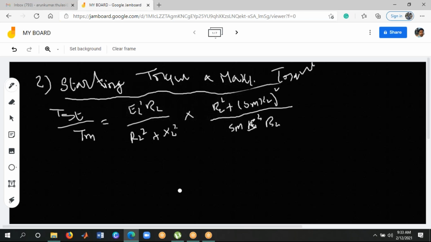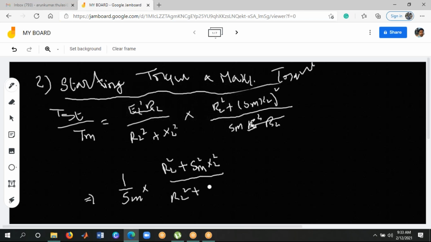Here in this relation, the numerator and denominator will get cancelled. That is E2 square R2 and E2 square R2. From this you will get 1 divided by SM into R2 square plus SM square into X2 square, divided by R2 square plus X2 square.